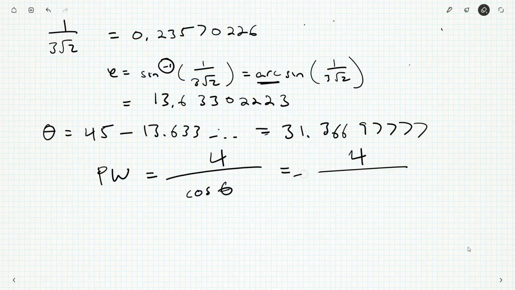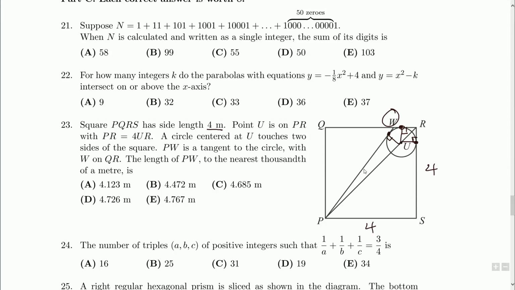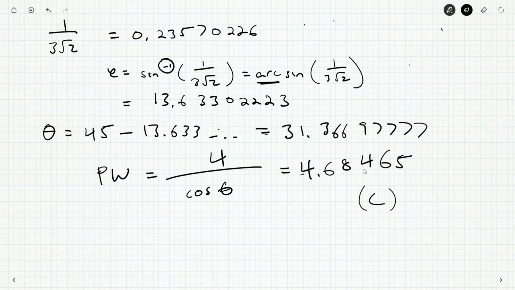Okay, so it'll be 4.6846. I don't need to keep going because it was to the nearest thousandth or something like that. So we round up and we're going to get C. Because the 4.6 rounds up to just a 5. And there we go. Now, I didn't need tan of 45 minus phi. So can I actually get an exact answer?